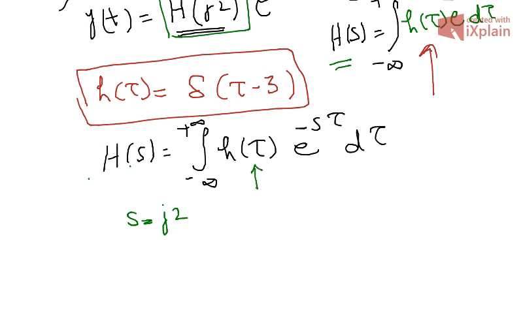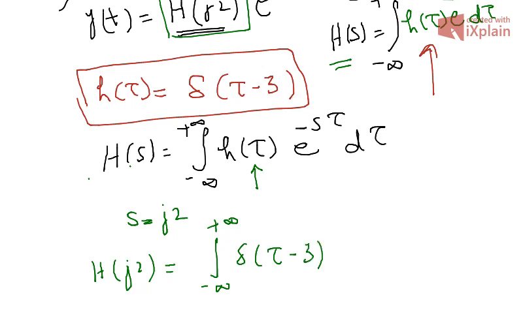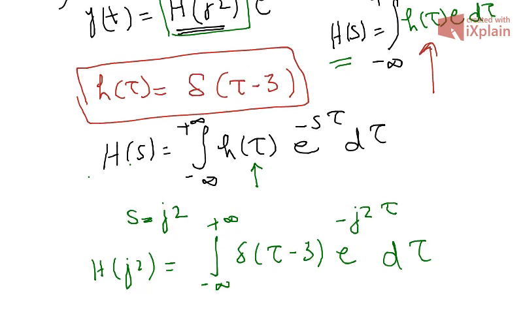We can now rewrite our h of j2, which would be the integral from minus infinity to plus infinity of h of tau, or instead of h of tau, I would like its value, delta of tau minus 3, and e raised to the power minus j2 tau d tau. This should give us h of j2, right? So let's try to find out this h of j2.